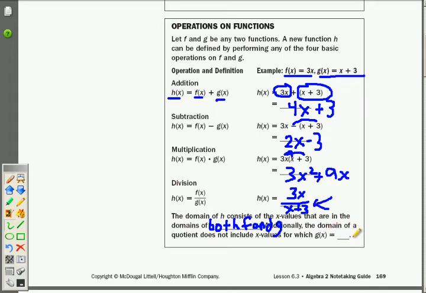Additionally, the domain of a quotient does not include x values for which g of x is 0. And that's what we're just talking about. Right here, g of x being the divisor in the division problem, g of x can't be 0 if you're going to put it in there. So those are the two domains that you have to be concerned with.